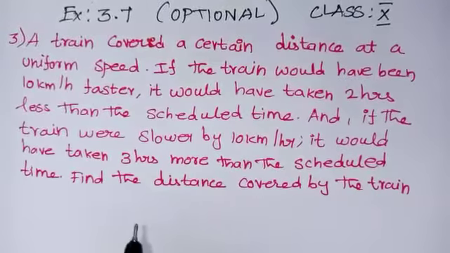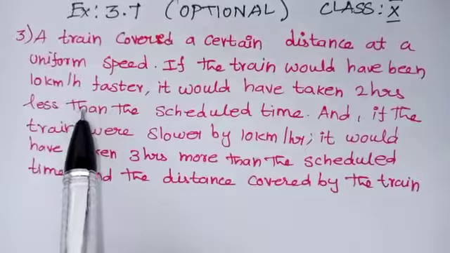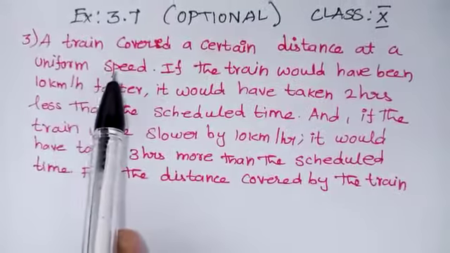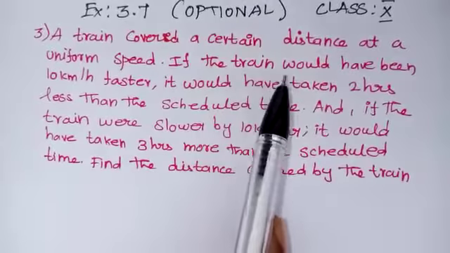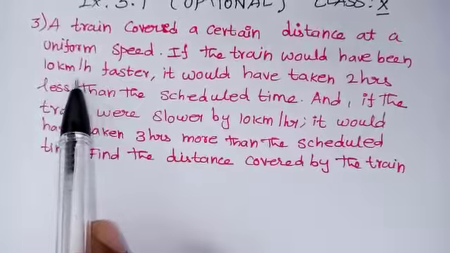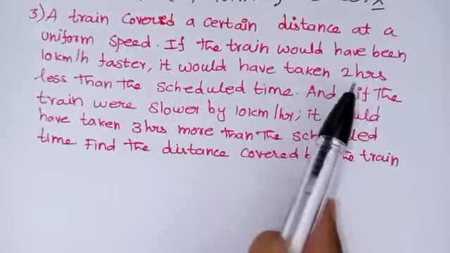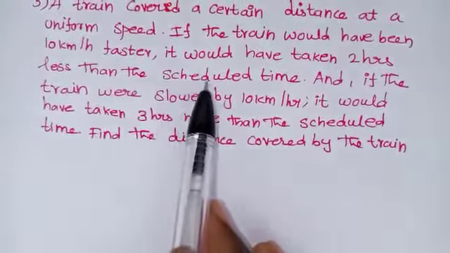Hi students, in this video we are going to learn exercise number 3.7 optional exercise, third problem. Our question is, a train covered a certain distance at a uniform speed. If the train would have been 10 km per hour faster, that is the speed is 10 km more, it would have taken 2 hours less for the journey. So time became 2 hours less than the scheduled time.